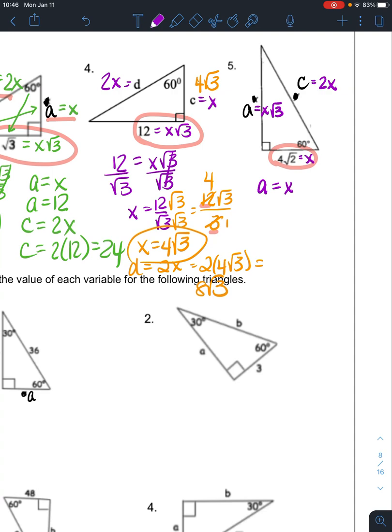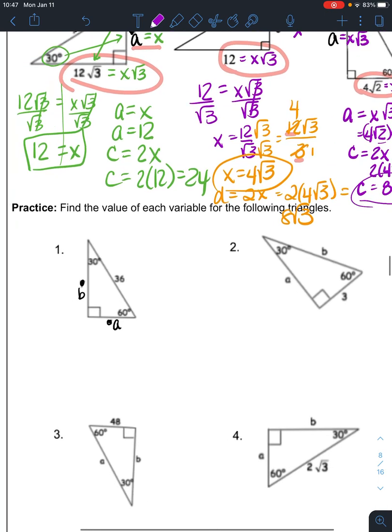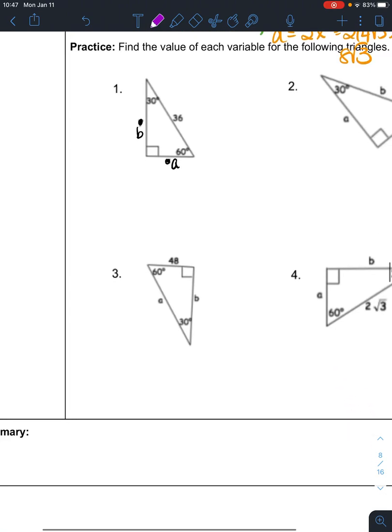Well, then that means a is equal to x root 3, which means 4 root 2 times root 3, which is 4 root 6. Remember, when they're radicals, you can multiply them when they're either inside the radical or outside the radical. C is equal to 2 times x, or 2 times 4 root 2, which is equal to 8 root 2. And neither of those can be simplified, so that is it. So try these next ones on your own.